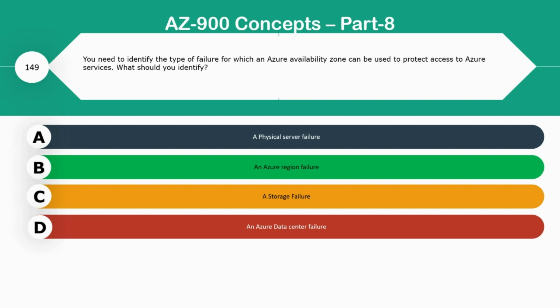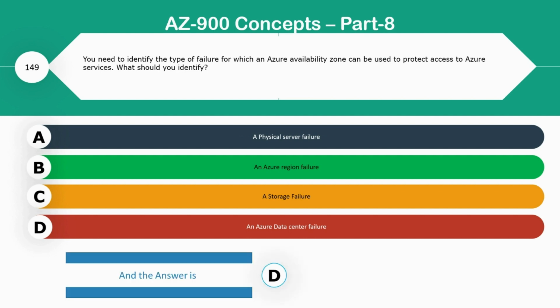Here you need to try to understand the hierarchy between Azure data center, availability zone, region pair, and so on. While answering this question, D is the correct answer. We have seen already that multiple data centers form an availability zone. Availability zone forms a region. And so regional failure is not the right answer. Storage and physical servers are part of a data center. And so data center failure shall be handled at the availability zone level in another data center.